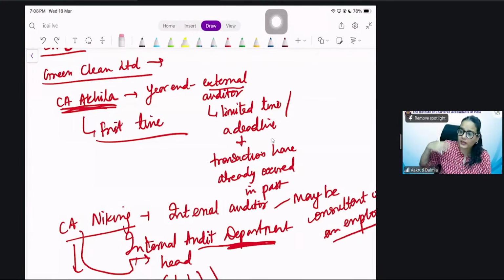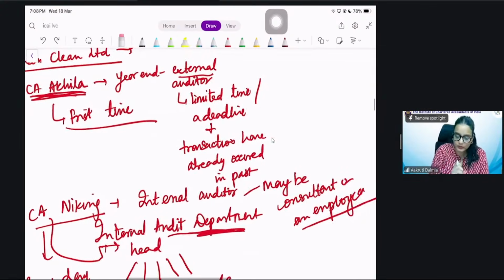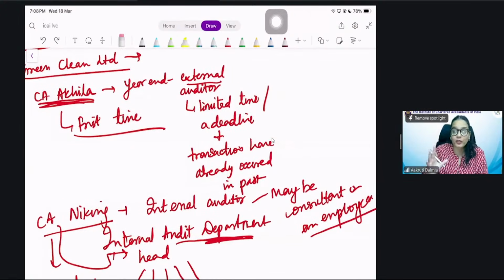If my father is running a business, can I be internal auditor of my father's company? Please tell me. Yes, there is no law restricting it. External auditor, can I be of my father's company? Can I be external auditor? No, that is very clear. So internal auditors do not have the same rules as an external auditor. But of course, they also have a code of ethics. There is a code of ethics applicable, but external auditor has more serious ramifications.